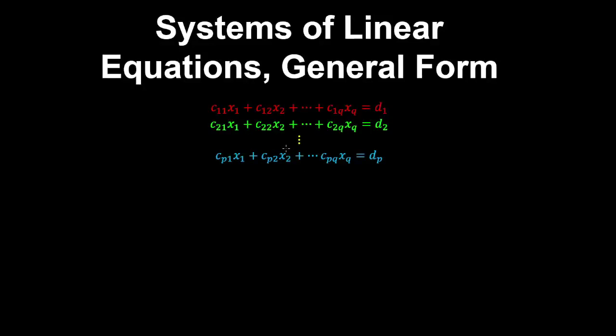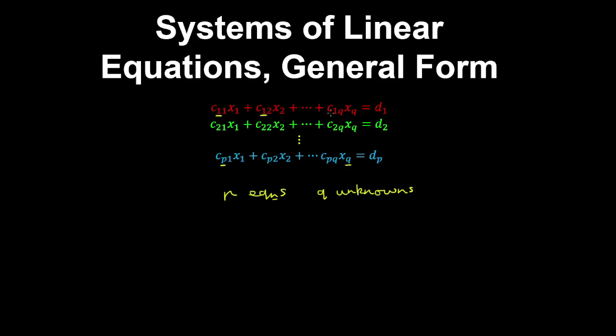Now let's extend our ideas from linear equations to systems of linear equations. So here we have P equations with Q unknowns that we want to solve for. So we write this general form with the coefficients of the variables from x1 to xq, with the first subscript stating which equation that this coefficient belongs to.